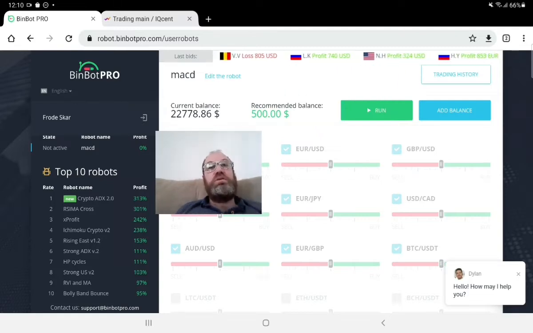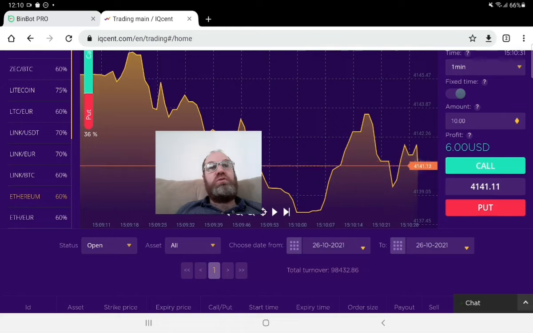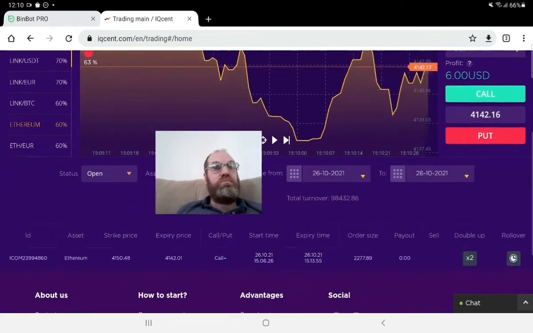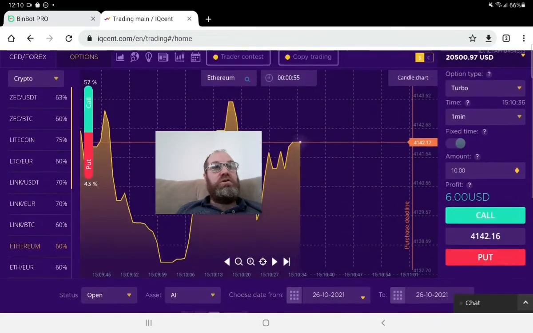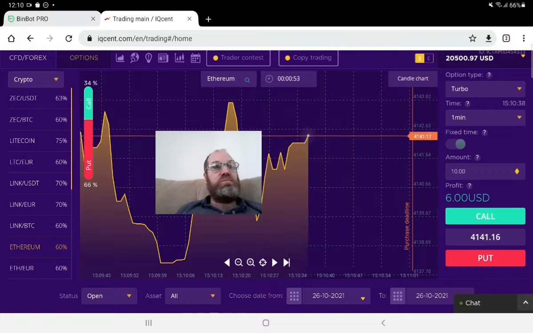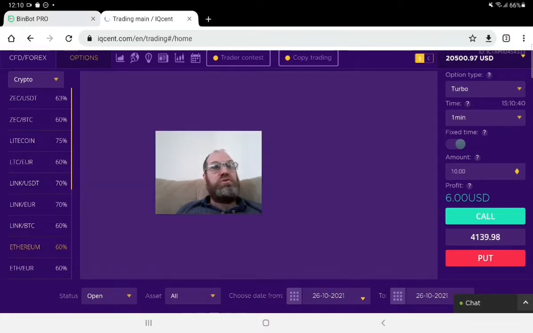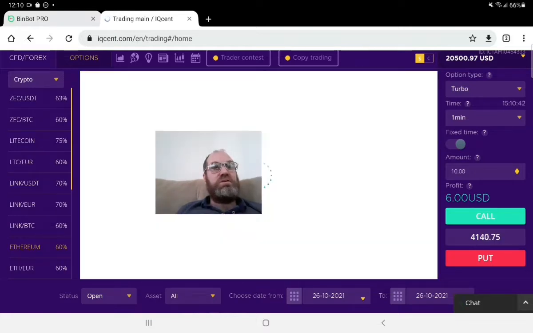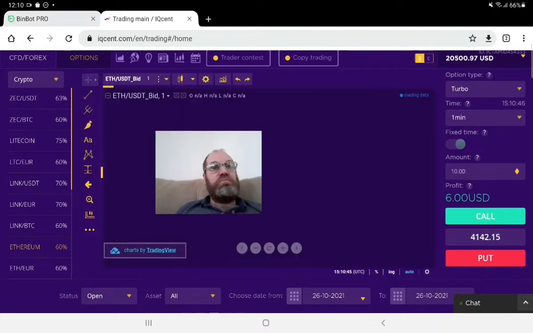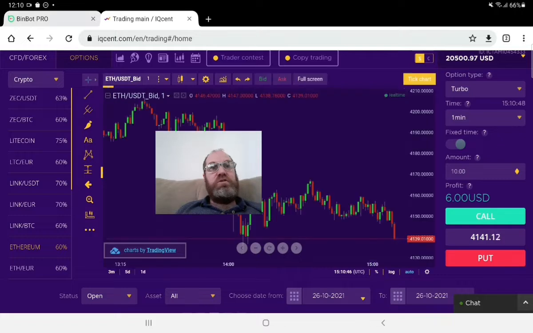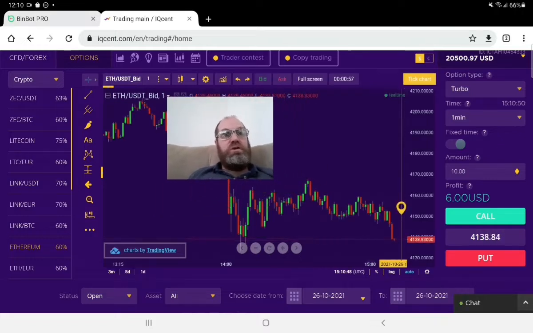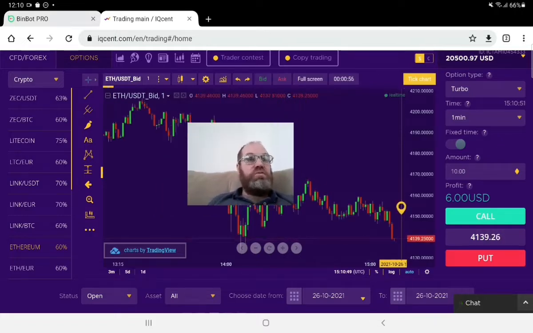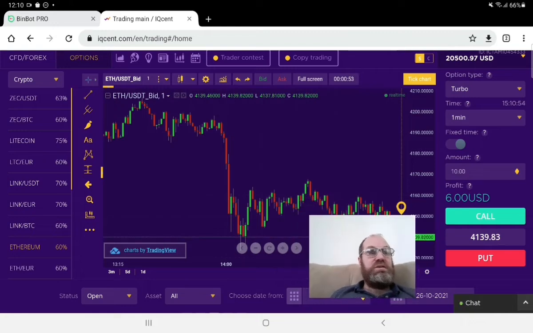So let's see. Now let's go back to the broker to see if we are in the money. We are not. Let's put candlestick instead. I think it is much easier to see on candlestick than this line graph. Okay, so we see the trade was taken in this region.